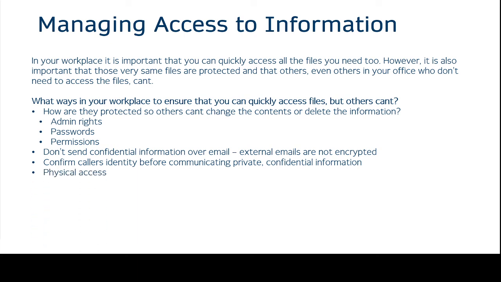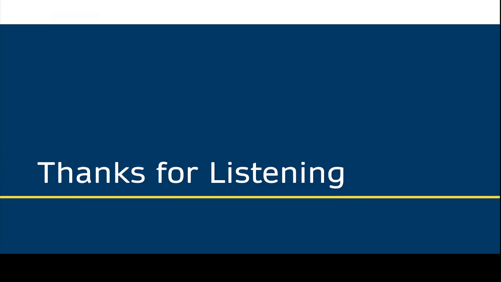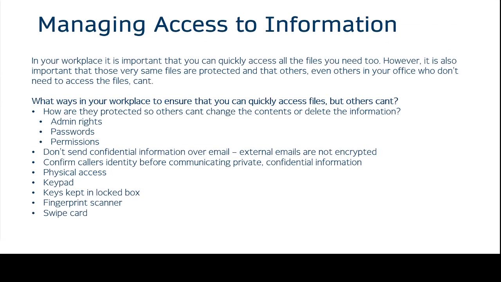Physical access: have physical control measures in place, and again we've already mentioned examples of what they could be. Things like keypads and keys kept in a lockbox. If it's a filing cabinet, you lock it with a key and put that key into a lockbox with the other keys for the other filing cabinets, and that way only certain people know the code for the box to get access to it, and that's a way of keeping it physically secure. Fingerprint scanners and swipe cards as well. Those are all examples of keeping access to information secure.